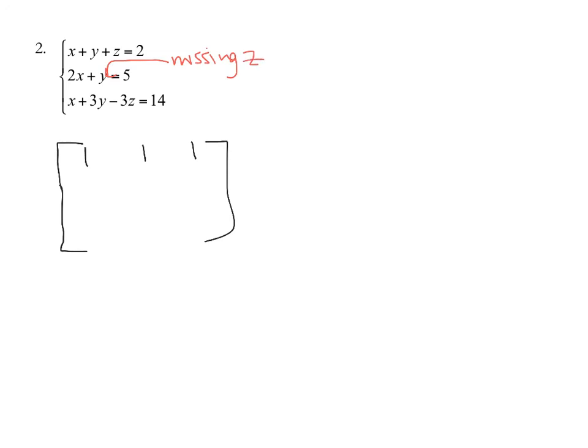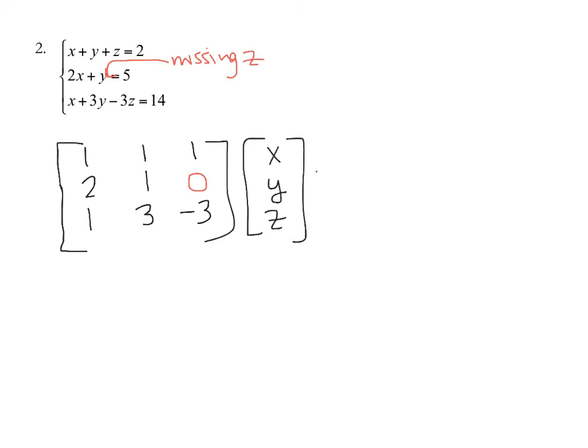If you're missing something, you have to be really careful. You're going to have to put a 0 in that spot, but it has to be in the space that it's missing. So if y were missing, I'd put the 0 in the middle. If x were missing, I'm going to put the 0 in the front. Since z is missing, the row is 2, 1, and I'm going to put the 0 in the third position because that's where z is. It's the third letter. So you're going to put it wherever the position is that's missing something. And then the bottom row is 1, 3, negative 3. And then we're going to write the variables in the order x, y, z, again as a column. And then that's equal to the answers, 2, 5, 14.